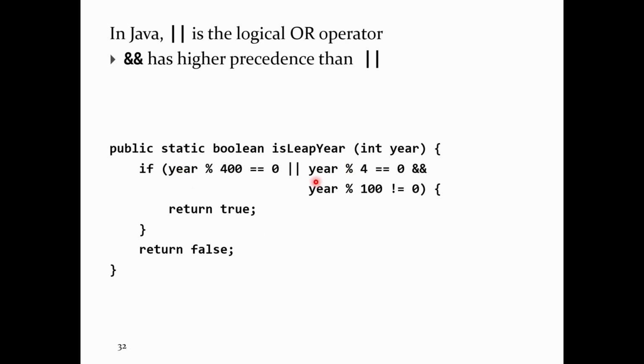So if one of these two conditions is true, then the answer is true. Otherwise, you return false. The way this is written here works because the and has higher precedence than the or. So when Java evaluates this condition, it takes the and of those two conditions, then evaluates the or, giving the overall result.